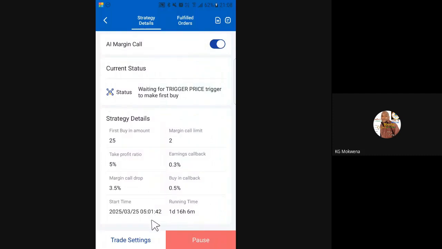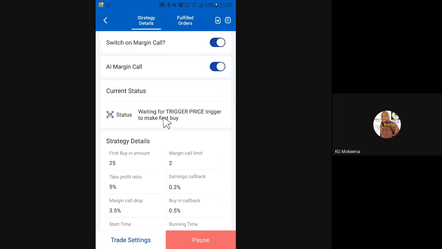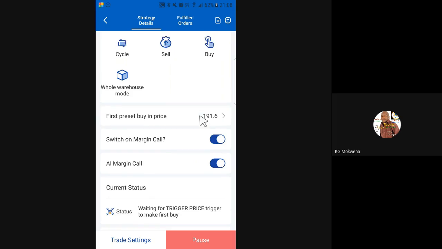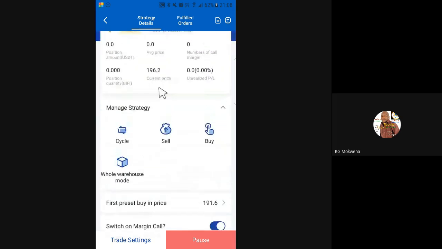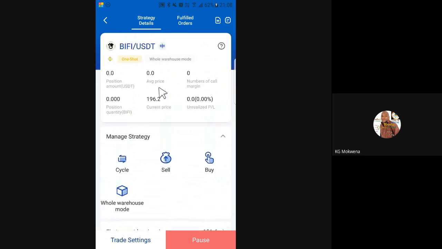Look at this, business partners. This was created on the 25th. How old is this position? It's 1 day, 16 hours and 6 minutes old. So what does that mean? Patience, and the robot is waiting to trigger that. People who exercise patience are going to make crazy amounts of money in this market. It is just as simple as that.